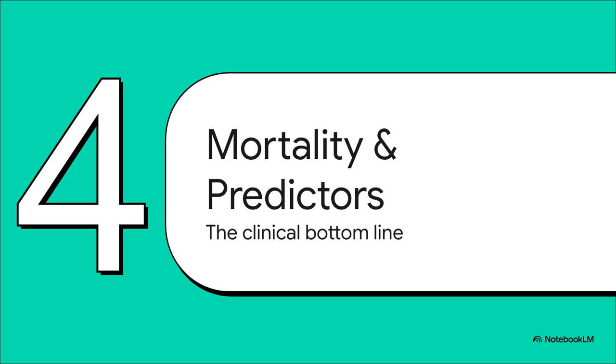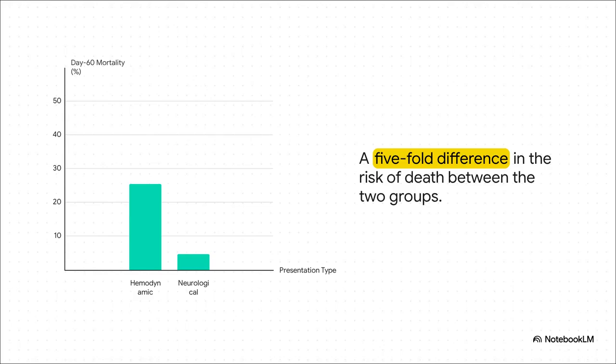So we've got these dramatic differences in how patients present and what their labs look like. That obviously leads us to the most important question of all. Did it actually change their outcome? And here you have it. This is really the money slide of the whole study. The mortality rate at day 60 for the hemodynamic group was over 25%. For the neurologic group, it was under 5%. That is a staggering, more than 5-fold difference in the risk of dying. It's hard to overstate how significant that is.